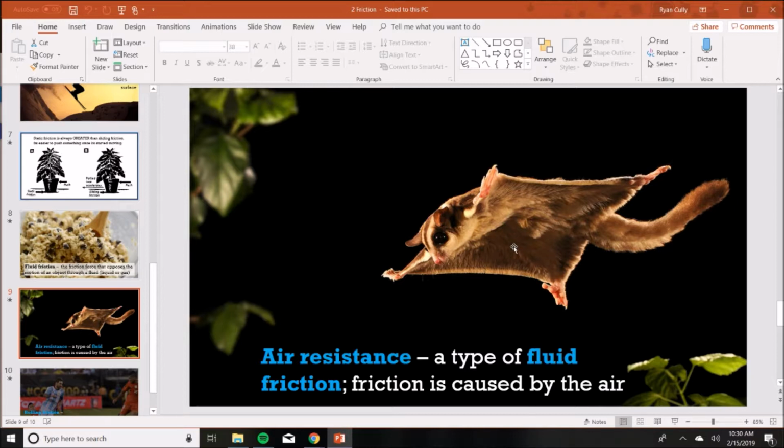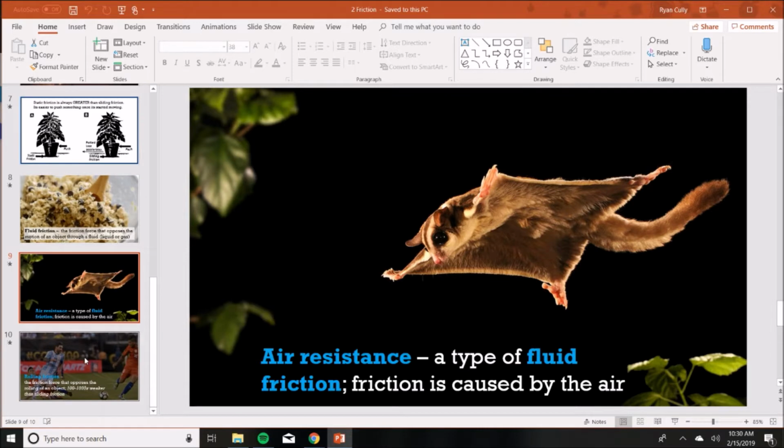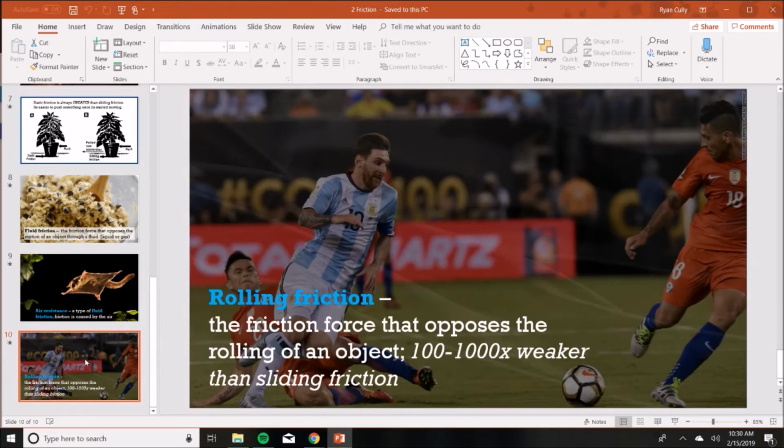Well, opposing motion is a type of friction. That's what friction is. It opposes the motion of an object. So fluid friction, air is a fluid. Fluid friction is what's pushing him up. It's called air resistance. All right? Air resistance is a type of fluid friction. It's friction caused by air. So that's why this little guy is able to stay afloat. It's because air is opposing its motion downward from gravity. You see that? So there's one more example, and that's rolling friction.